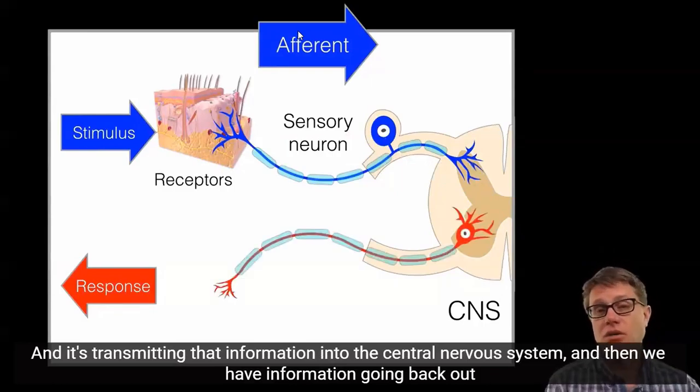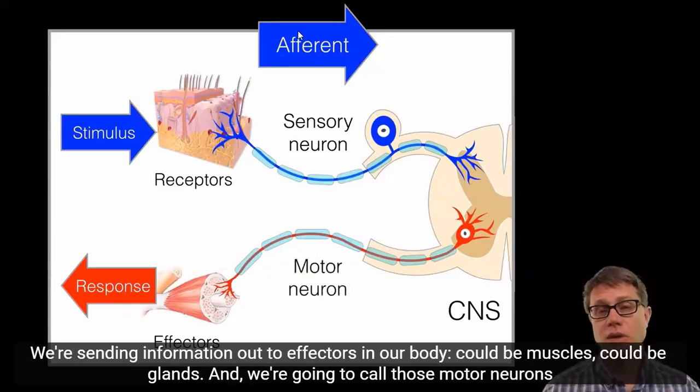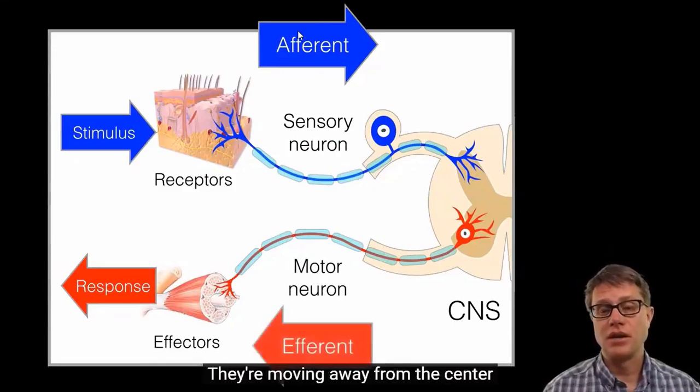And then we have information going back out. We're sending information out to effectors in our body. It could be muscles, could be glands. And we're going to call those motor neurons. They're moving away from the center. Sometimes we refer to those as efferent neurons as well.